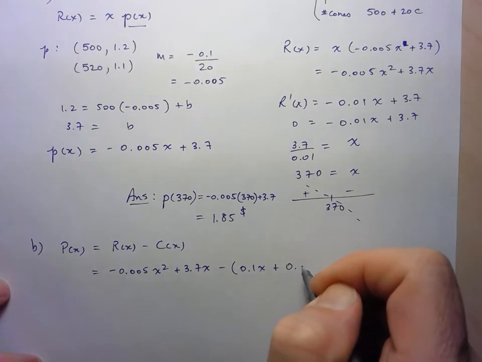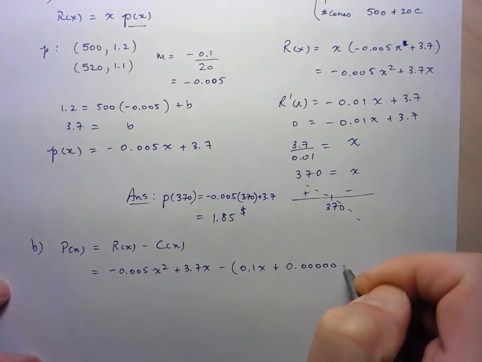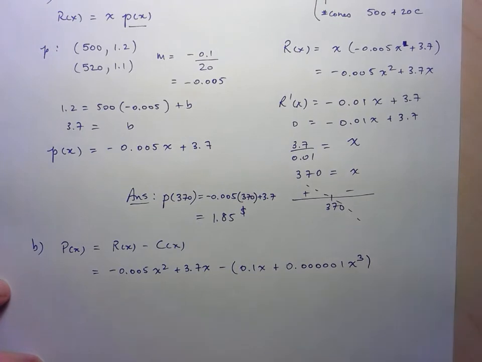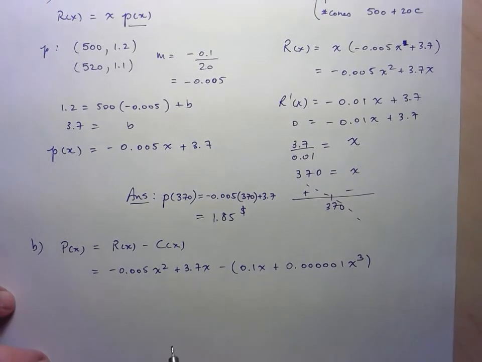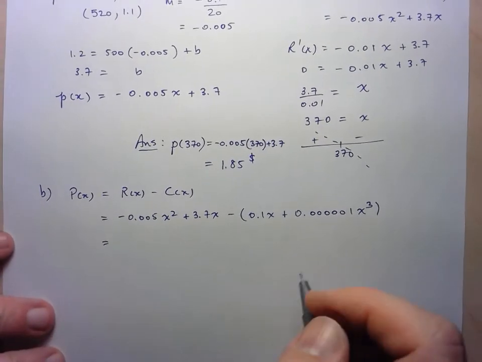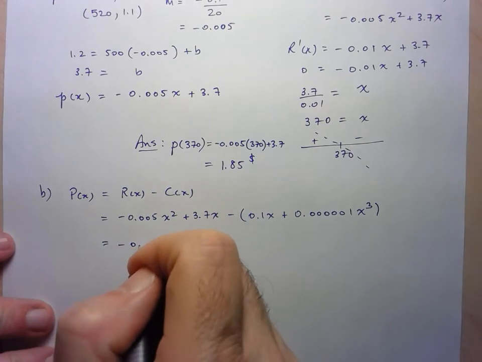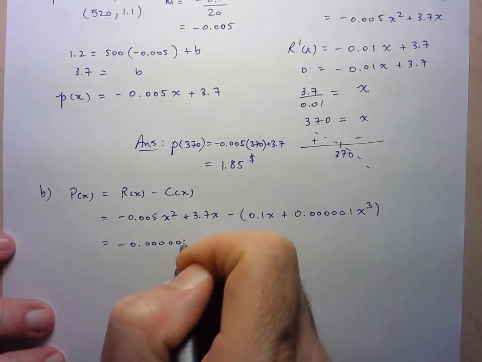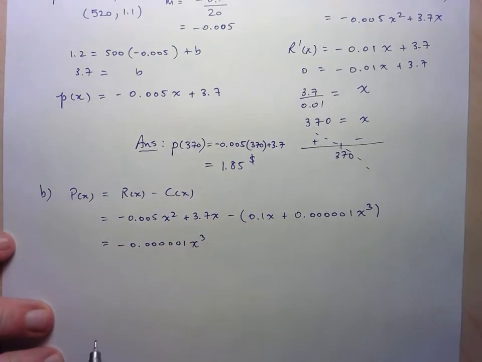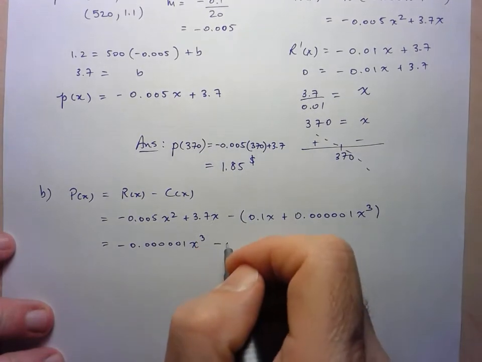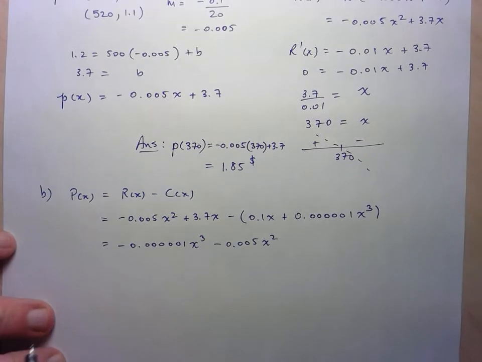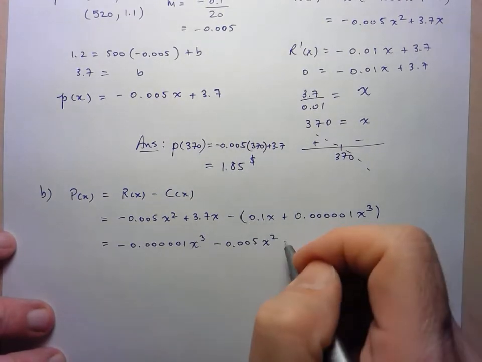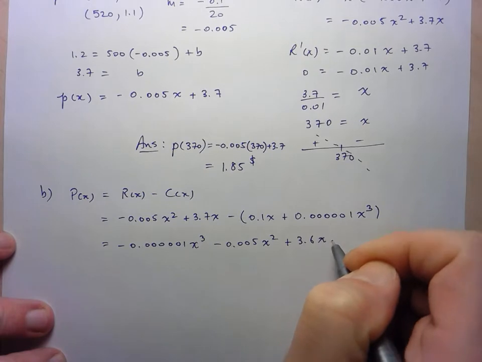So 0 point, and I've got 1, 2, 3, 4, 5 zeros. Okay, so we start to see that when we're working with some real life examples, the numbers don't always work out quite so nicely. Okay, so let's simplify this here. So it looks like we're going to have negative 0.1234551 x cubed. Okay, and then minus 0.005 x squared. And then here 3.7 minus 0.1, so plus 3.6 x.